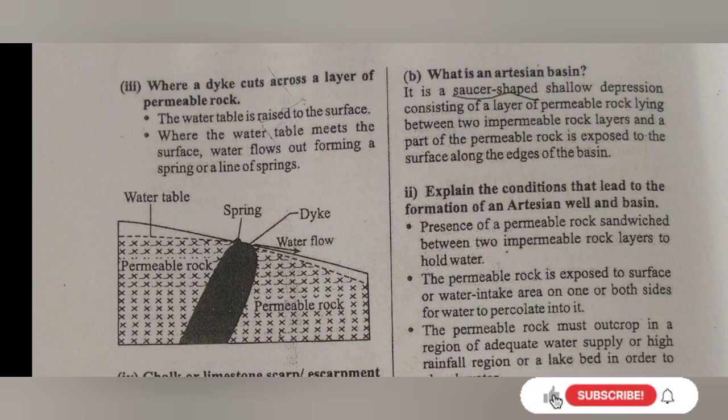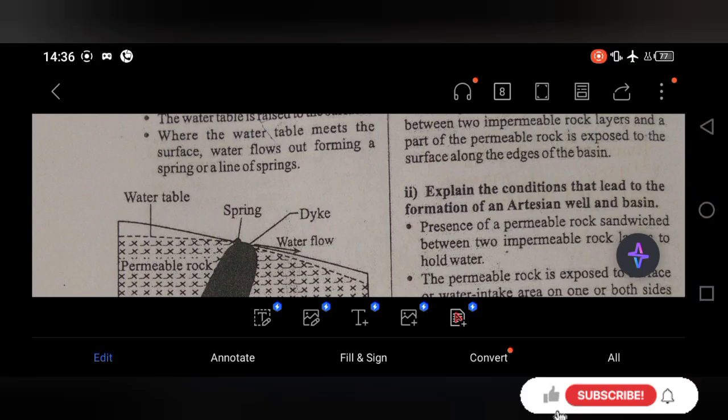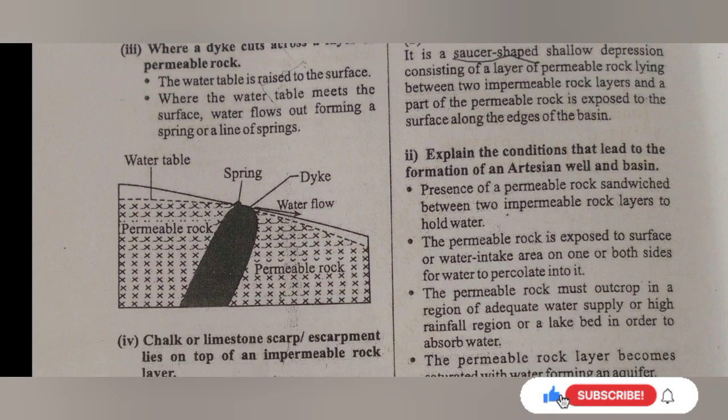Look at the dike and where the aquifer, the zone of permanent saturation, where the permeable rock is and where the dike is. At that point of intersection, the spring emanates from that point.